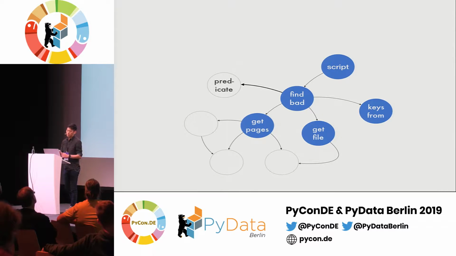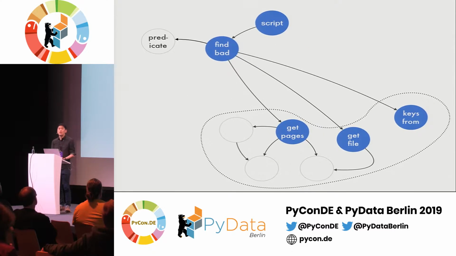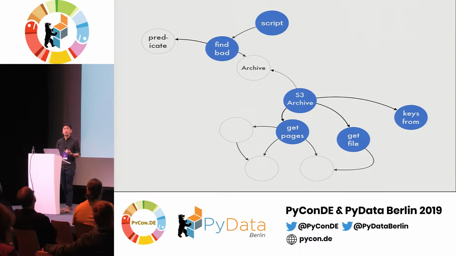If I draw a picture of what our find bad articles function looks like, it's something like this. It's just a graph of function calls. And what we want to do is encapsulate all the things that have to do with parsing S3 or pulling data from S3, and then extract that out, because I need some abstraction to hide that detail. So what I'm going to do is introduce this archive abstraction and an S3 archive implementation.